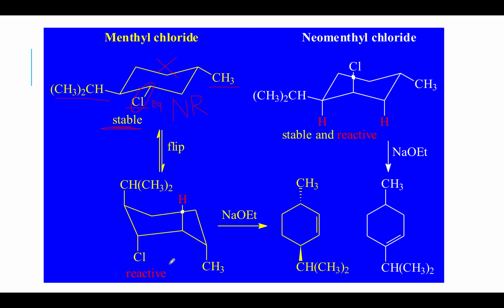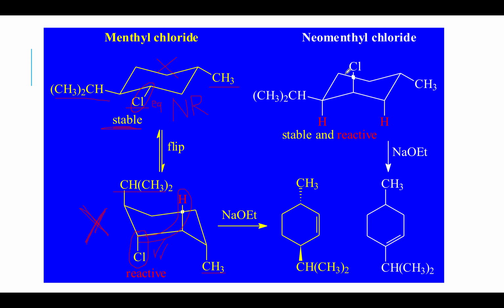If you do the flip, however, yes, chlorine is finally in the anti-periplanar position to this hydrogen. Okay, they're anti-periplanar to each other. But the bulky group is in the axial position, the bulky group is in the axial position. So it's unstable. It doesn't want to exist in this form, but it's reactive.